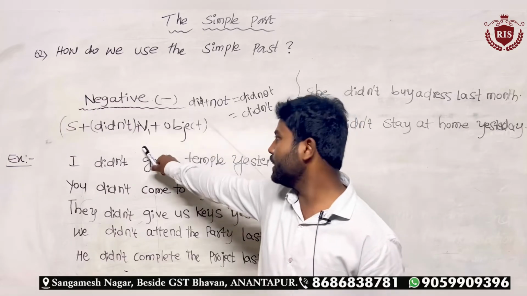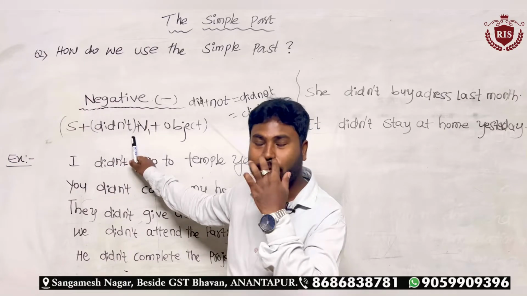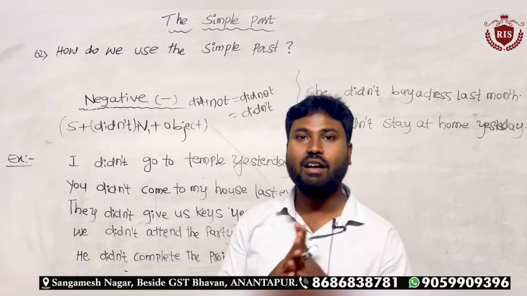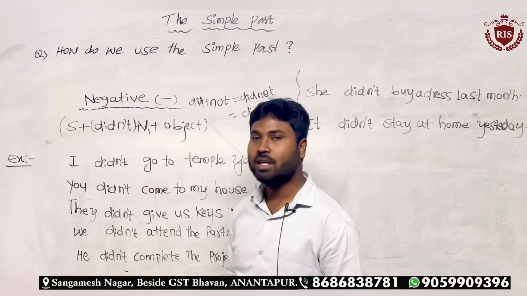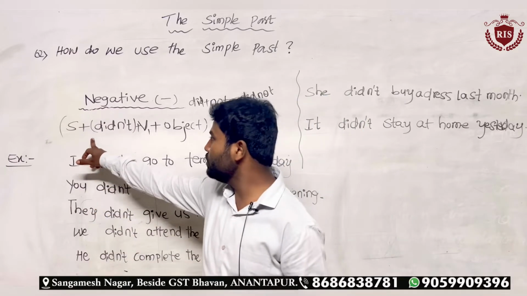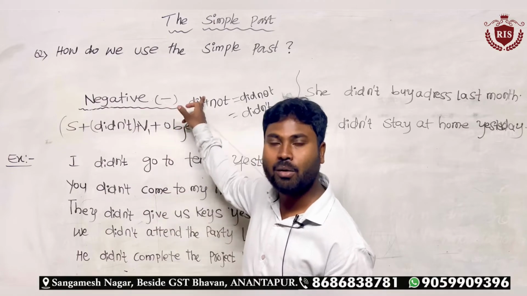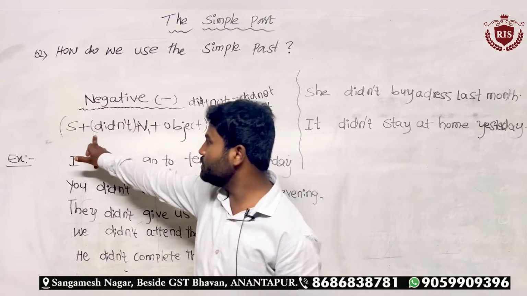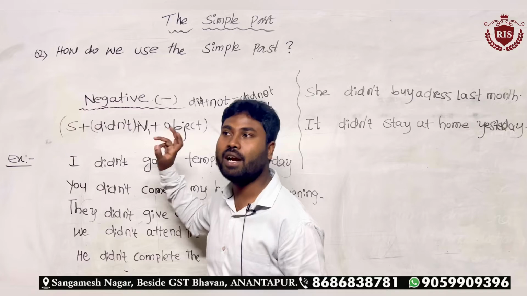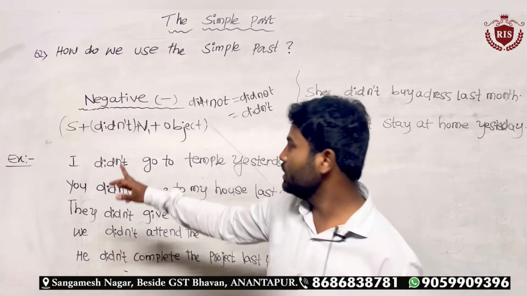The same we have taken here: subject plus didn't, plus, after didn't we have to use the infinitive form of the verb, in the sense the V1 form of the verb. After the subject what do we use? Didn't, as it is a negative sentence. Didn't refers to did not. After didn't what do we have to add on? We have to add on plus V1, the infinitive form of the verb.